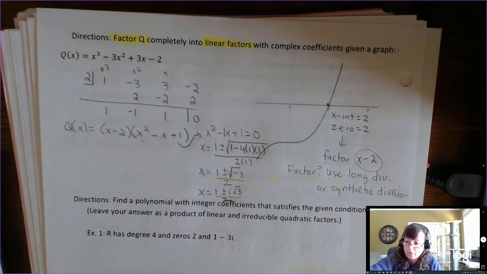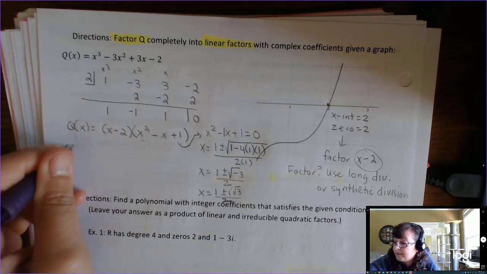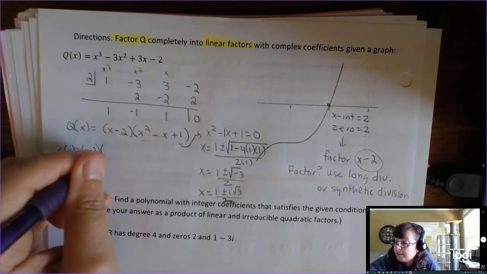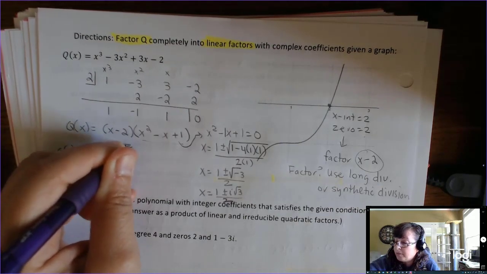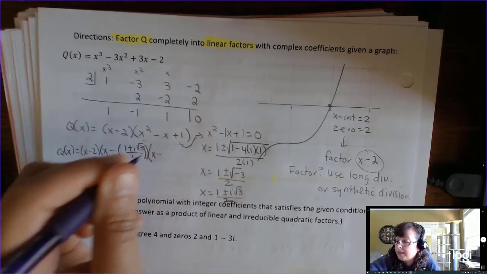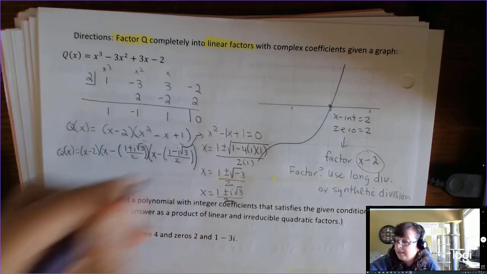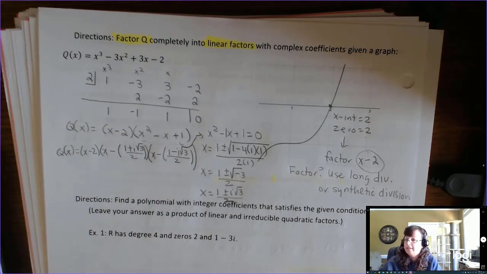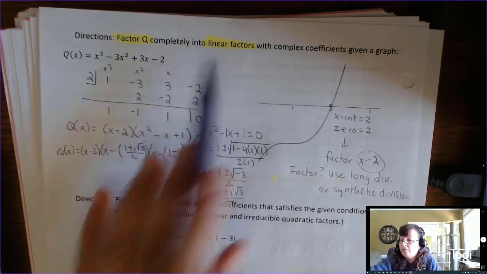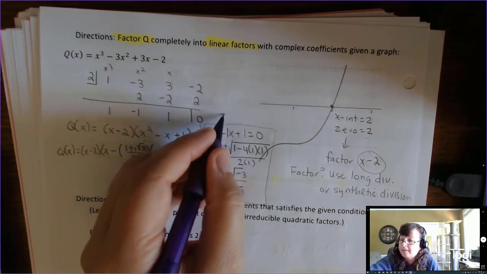But what are the directions? Factor into linear factors. And how do you turn the roots into factors? You put an x minus in front of them. So this one is going to look like this. x minus 2 times x minus parentheses 1 plus i root 3 over 2, times x minus parentheses 1 minus i root 3 over 2. So that's a pretty ugly factorization, but that's factoring Q into linear factors. You have to find the zeros first. You have to take a time out to find the zeros.